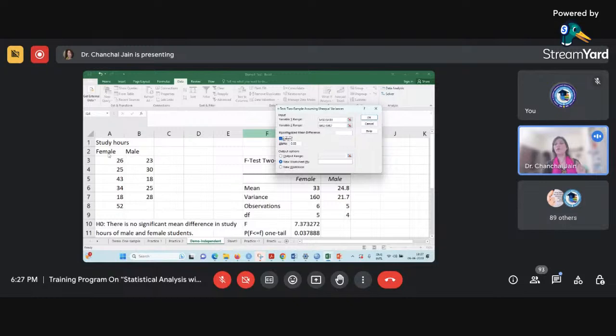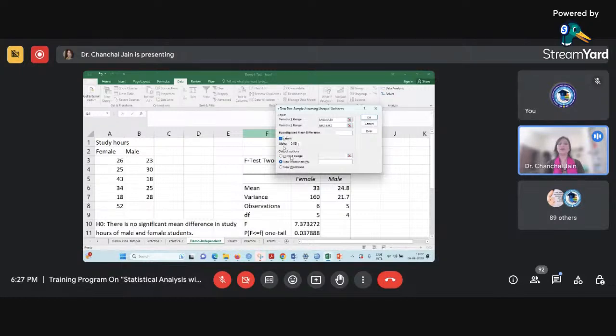If you have not included, do not click on this box. Got it? Coming to the next section, it is asking us to provide the alpha value. By default, it is 5%. I'm okay with it. If any one of you wants to make changes, you can make them using your keyboard.